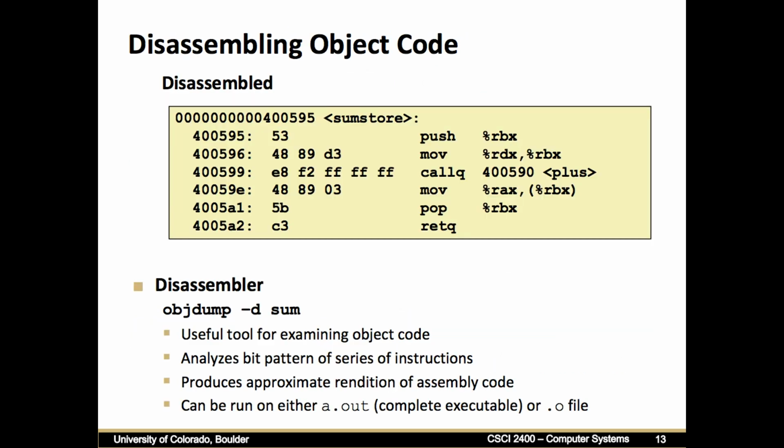We can disassemble object code. There's a program called objdump that you'll use for some assignments later on. If you have a .o file or an executable file, you can ask for a disassembly of it, and it will show you all of the instructions in each subroutine in the program. These would have been all of the instructions in the sumstore routine. Here's our encoded machine code version, and here's our assembly code version.